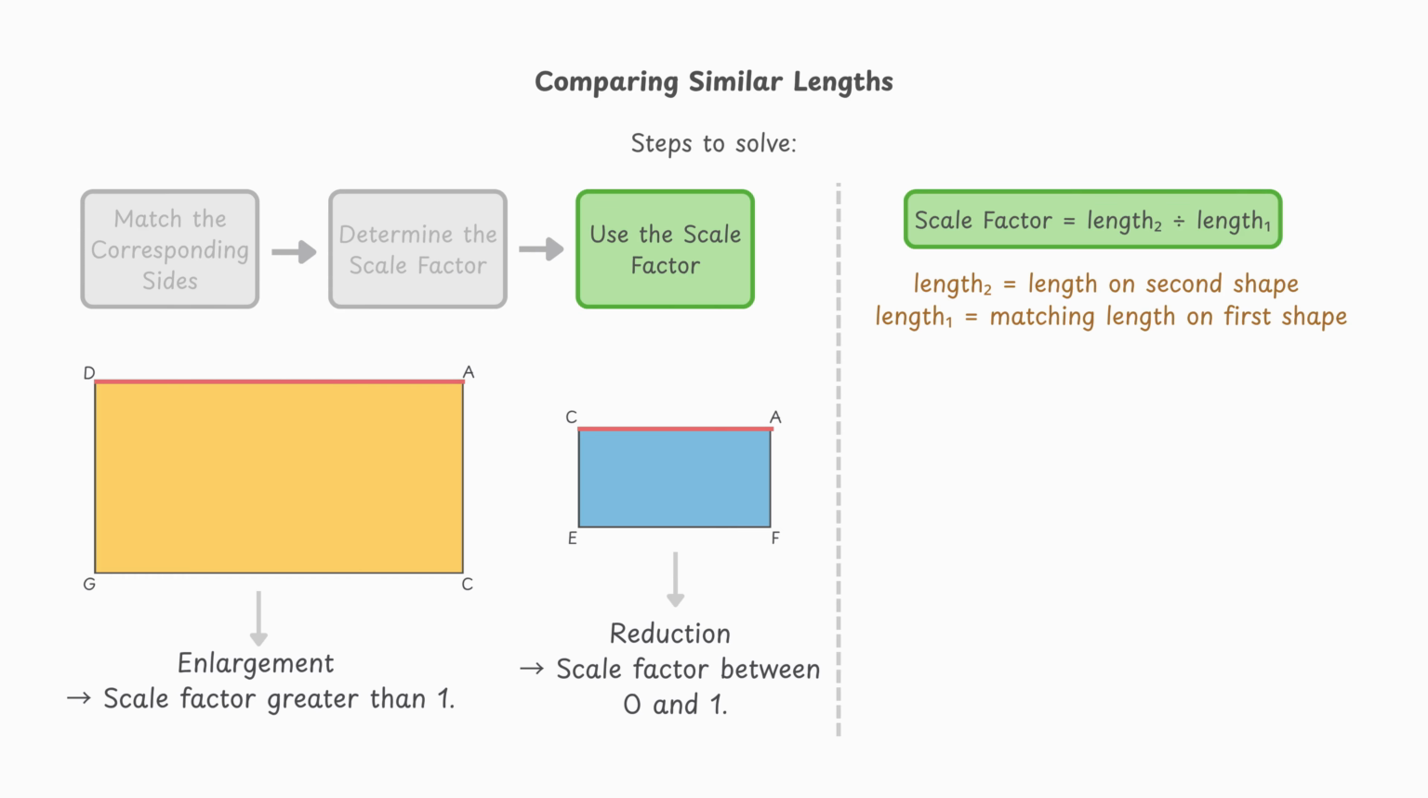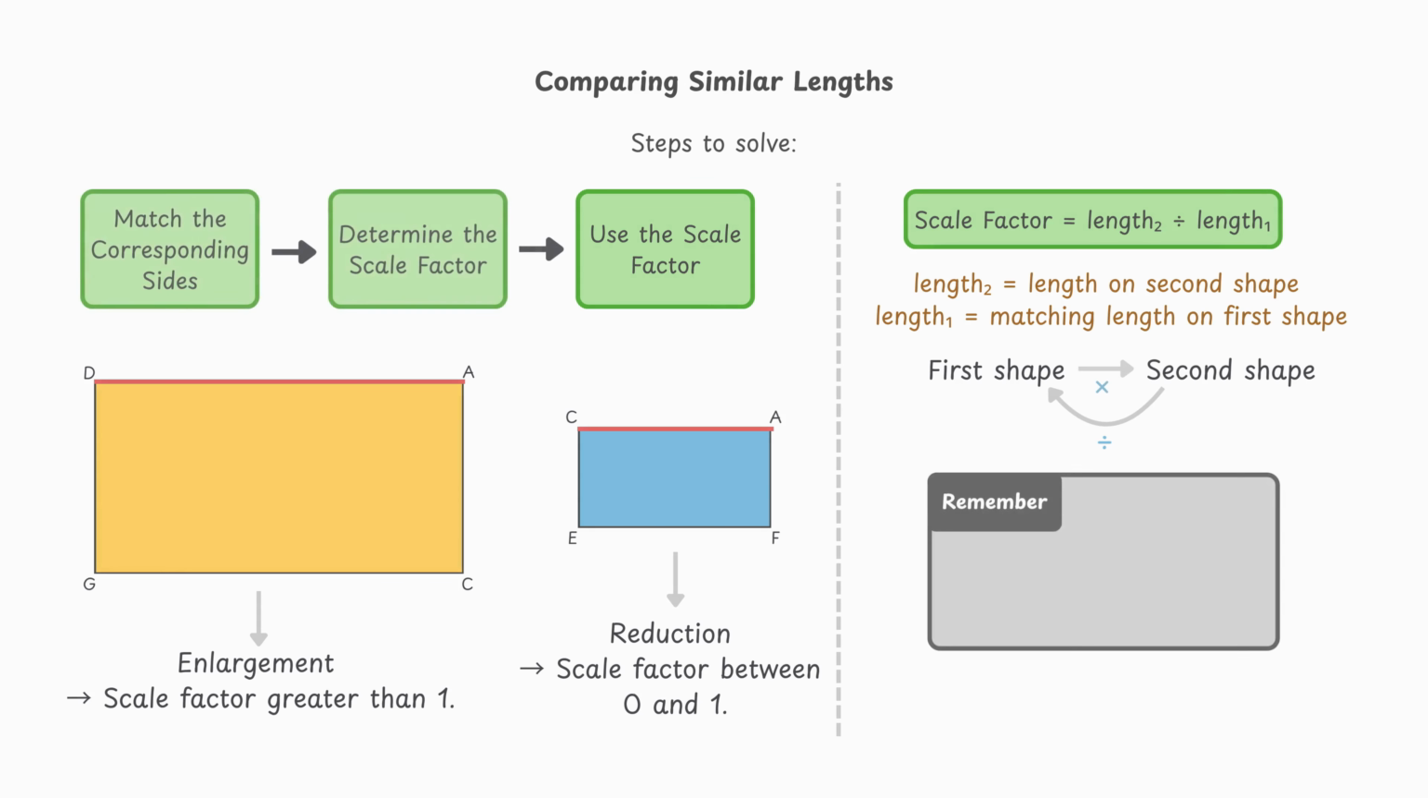Finally, use the scale factor to find missing sides. Multiply when scaling up from the first shape to the second, and divide when scaling down from the second shape to the first shape. Always remember, once the scale factor is known, we can use it to find missing sides. To move from the first shape to the second shape, multiply the side length by the scale factor. To move from the second shape back to the first shape, divide the length by the scale factor. Using these steps allows us to calculate any missing side in similar shapes.